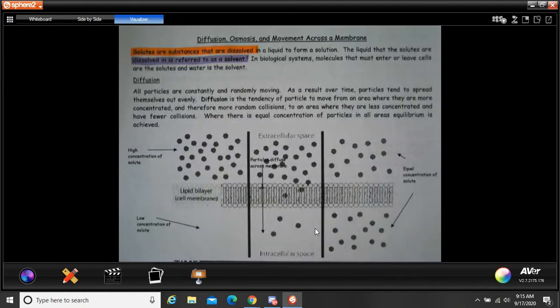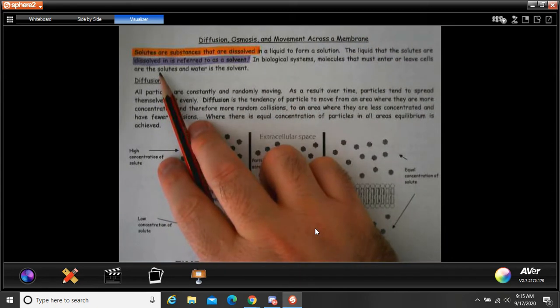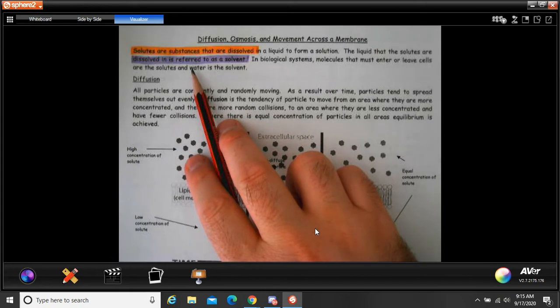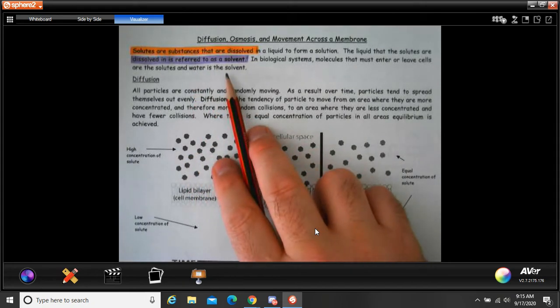In biological systems, the solvent is water. Anything that goes in or out of a cell is generally called a solute, and the water is the solvent.